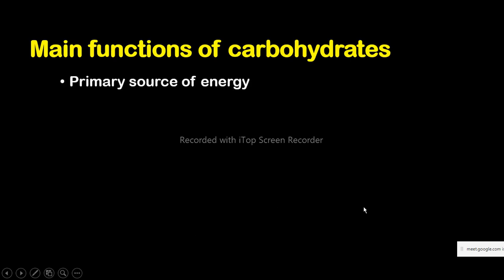Now before we bother ourselves with carbohydrates, before we waste our time with these carbohydrates, you need to find out why. You need to know why we are studying these carbohydrates. Is it worth it, or is it a wastage of time? I think it's really worth it. Why? Based on their function.